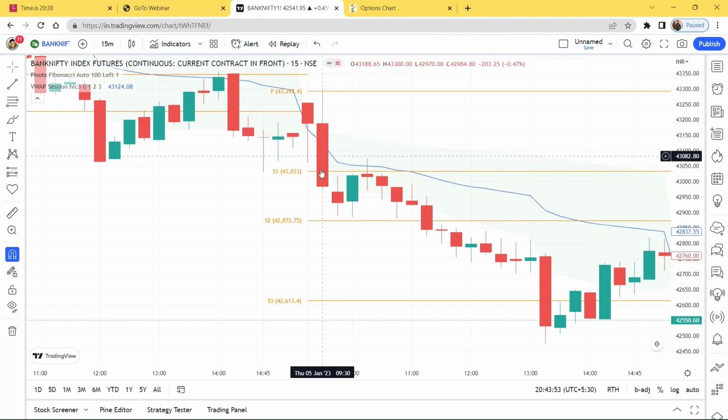Because a single candle has firstly crossed both the indicators, that is VWAP and pivot, and secondly has closed below both VWAP and pivot. Now the second question that arises in your mind is, where will we short, or where will we be placing our selling orders? We will place our selling orders at the low of this candle. So the low is 42970.